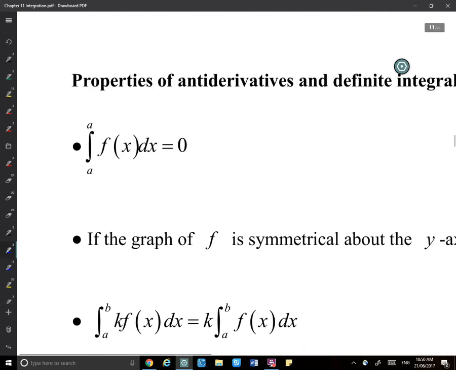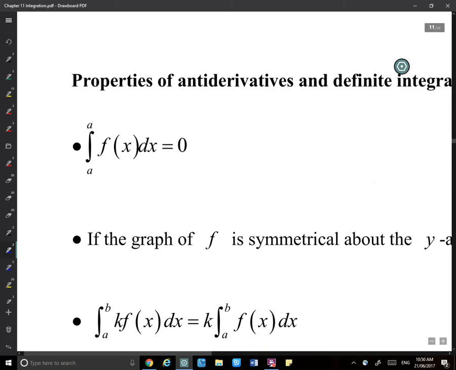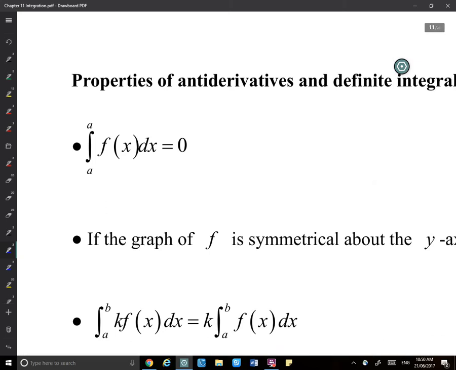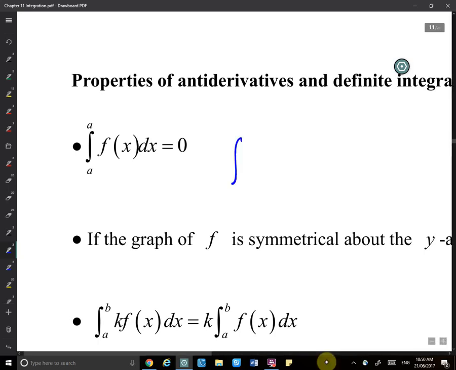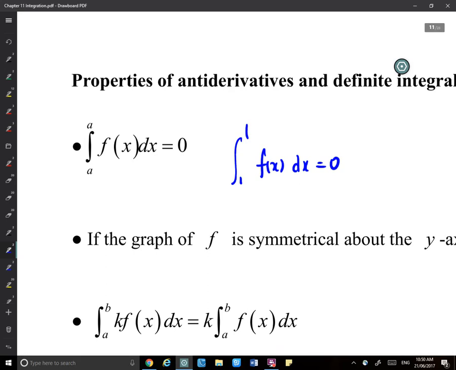And let's have a think. If you have limits from A to A, you have value A to A. Basically, you have no area. Can you think about that? Same point to same point, there's no area. You're not making any area. It's just a vertical line, like a two-dimensional thing, just a line. So there's no area, so the area will be 0. For example, the integral from 1 to 1 of f(x) dx is just 0. There's no value for that.